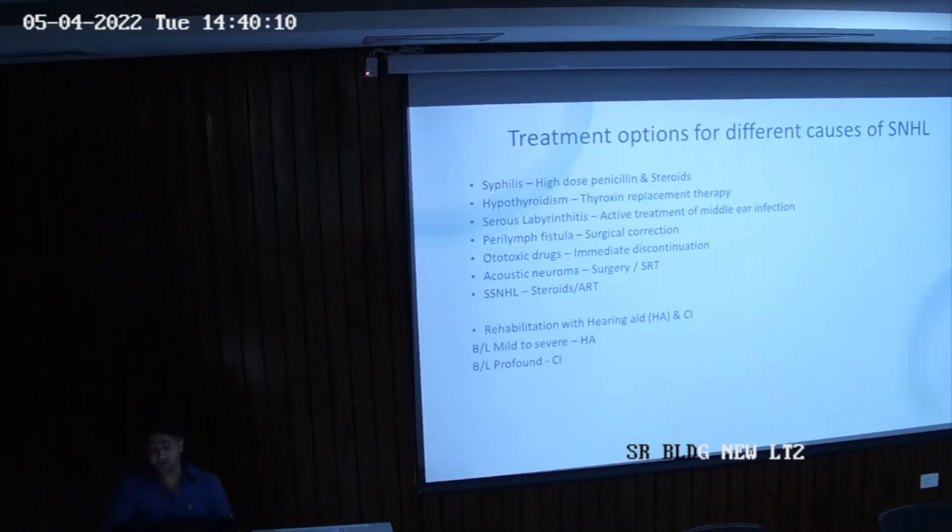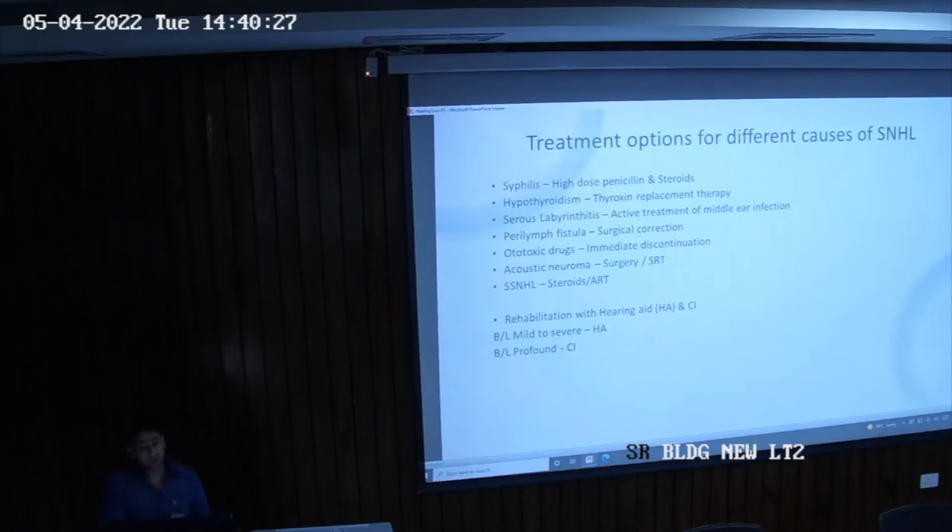Syphilis is one of the causes of SN loss. We can give, as you all know, penicillin. Hypothyroidism, thyroxine replacement therapy. Labyrinthitis, that is inflammation of the membranous labyrinth, treat the active middle ear infection. The fistula of the perilymph, surgical correction. Ototoxic drugs, immediate discontinuation. Acoustic neuroma, that is a cerebellopontine angle tumor, requires surgery or stereotactic radiotherapy.